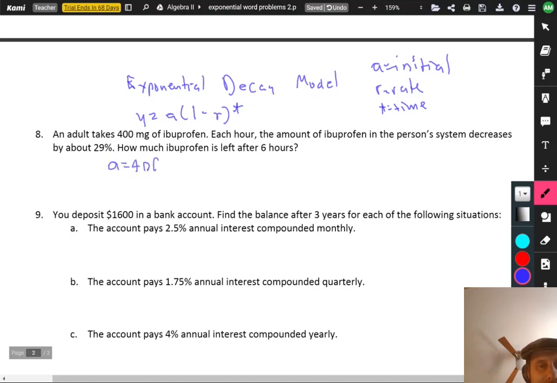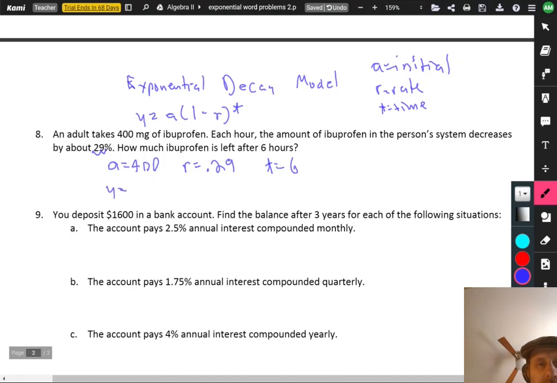Each hour, the amount of ibuprofen in the person's system decreases by 29%. So my rate is just going to be 29% as a decimal, which is 0.29. Just move that 2 to the left, I'm sorry. And then finally, T is the number of hours. How much is left after 6 hours? Because each hour it decreases by 29%, we're talking about hours. So that's going to be 6.